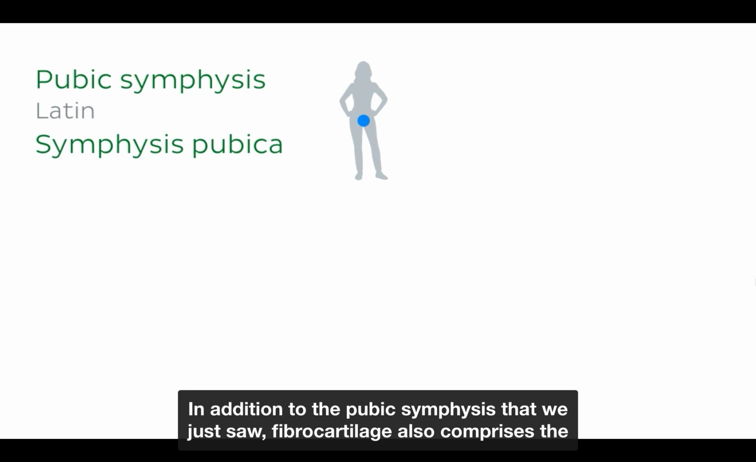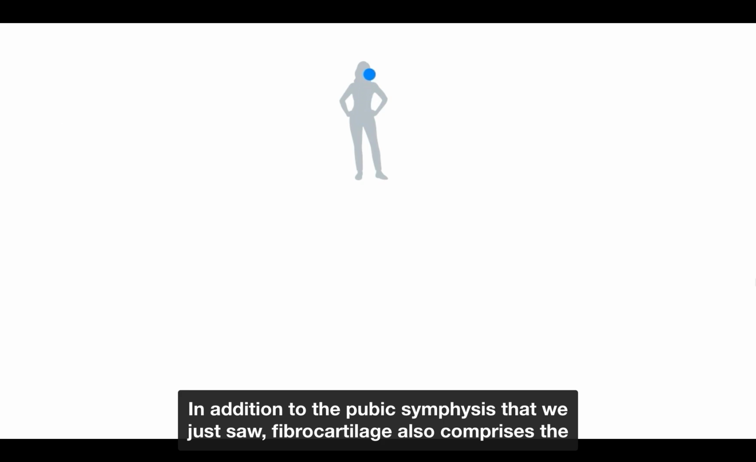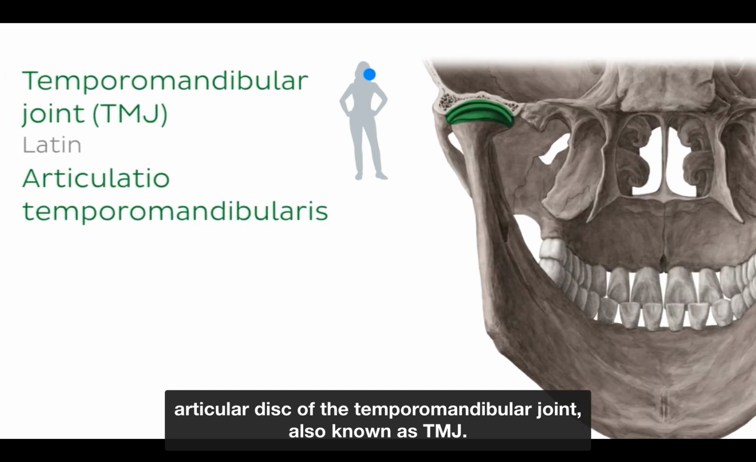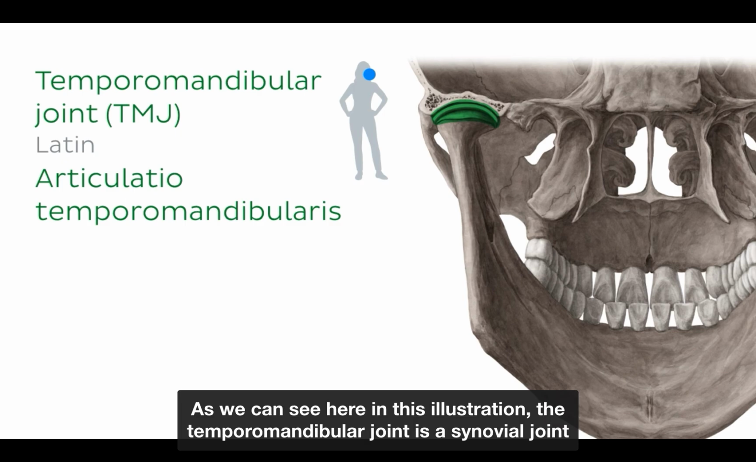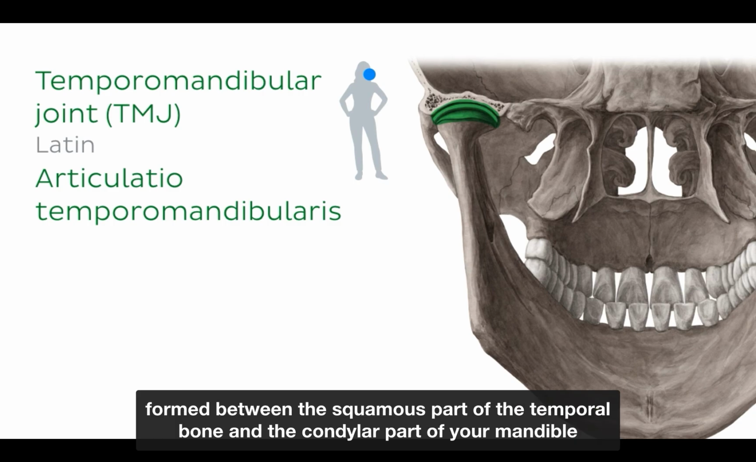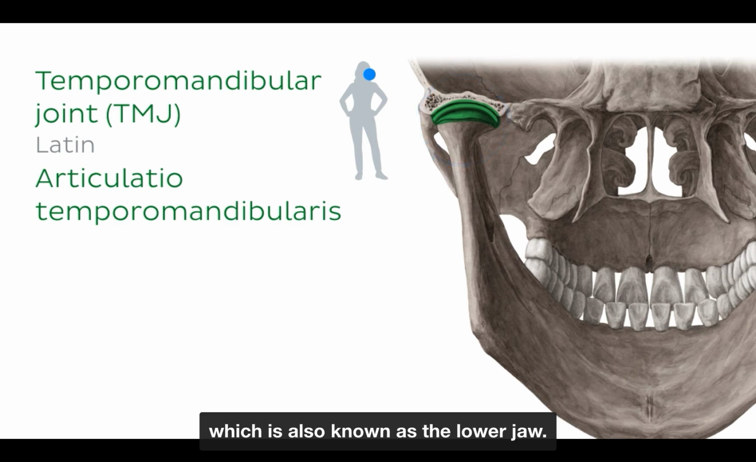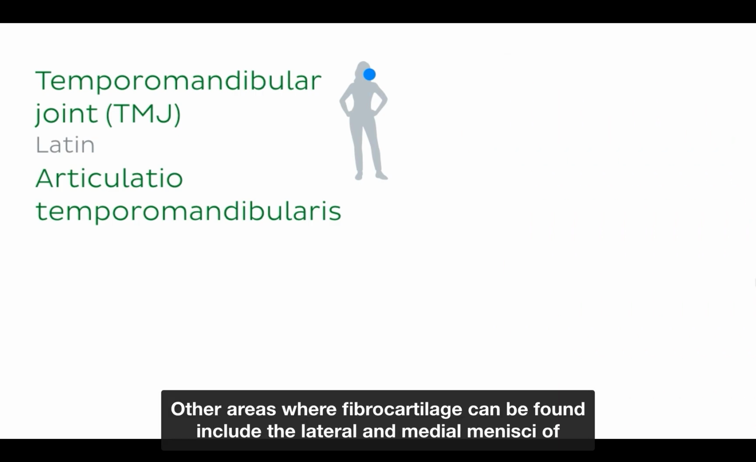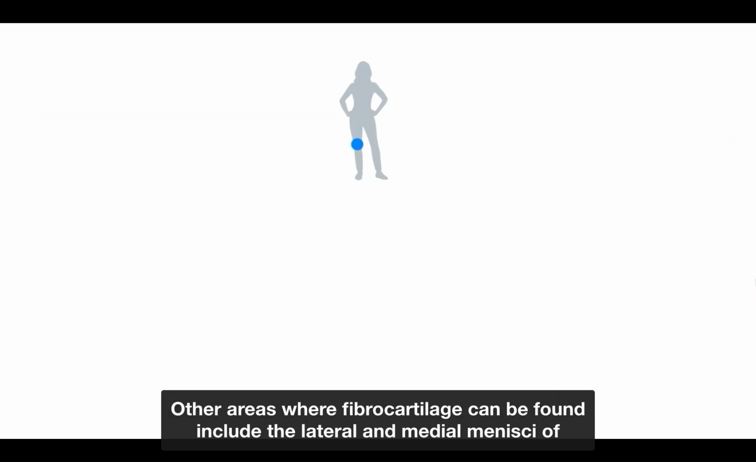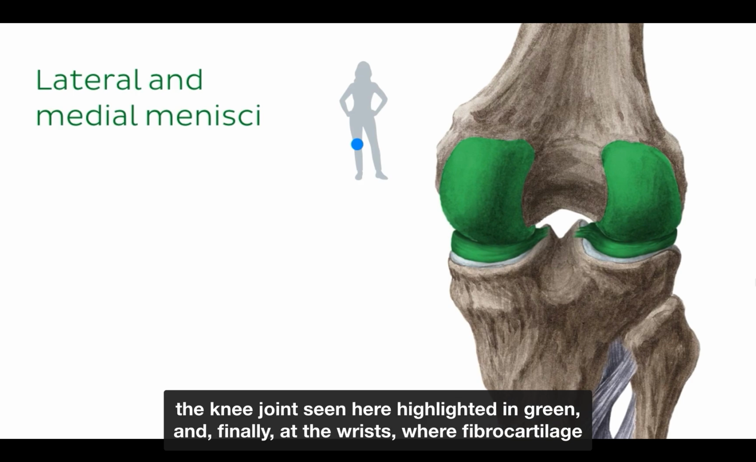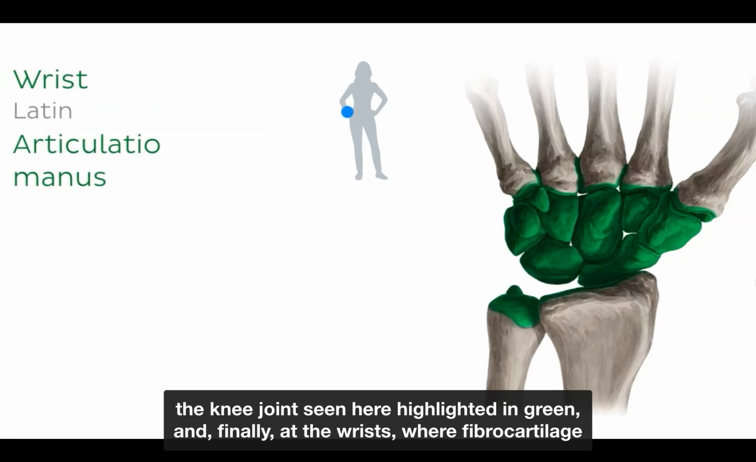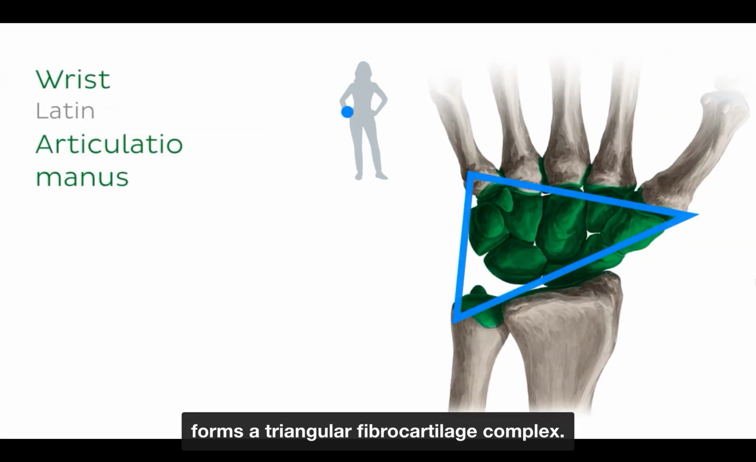In addition to the pubic symphysis that we just saw, fibrocartilage also comprises the articular disc of the temporomandibular joint, also known as TMJ. As you can see in this illustration, the temporomandibular joint is a synovial joint formed between the squamous part of the temporal bone and the condylar part of your mandible, which is also known as the lower jaw. Other areas where fibrocartilage can be found include the lateral and medial menisci of the knee joint, seen here highlighted in green. And finally, at the wrist, where fibrocartilage forms a triangular fibrocartilage complex.